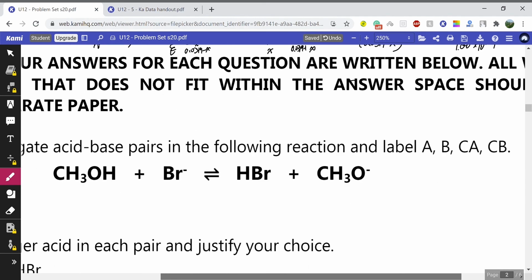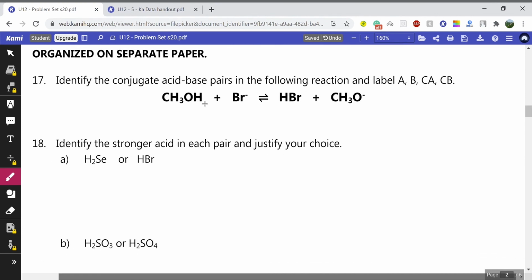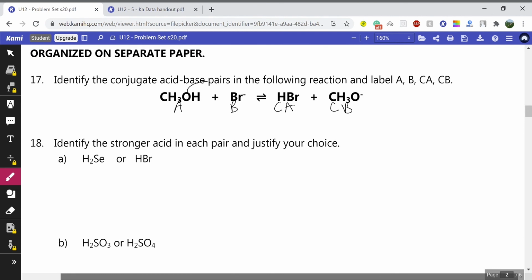Now, the next question asks us to identify the conjugate base in the pairs. Okay, this is easy. We just have to label which one is the acid and which one is the base. Br minus is receiving the proton in our reactants, so this is going to be the base. Bases receive protons, and if this receives a proton, that means this gives a proton, which means CH3OH is the acid. The one who receives is going to be the conjugate acid in the product, and the one who donates will be the conjugate base.